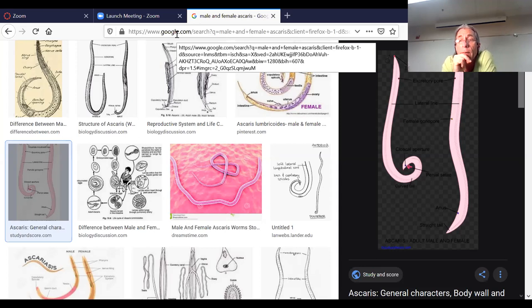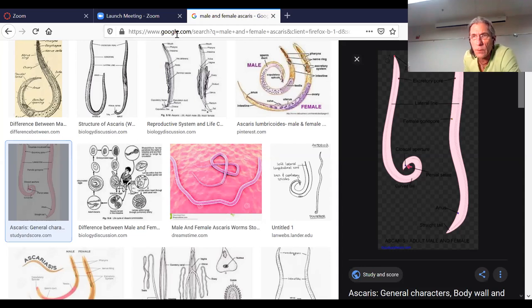The males have the hook on the left-hand side of the picture, and the females don't have a hook.